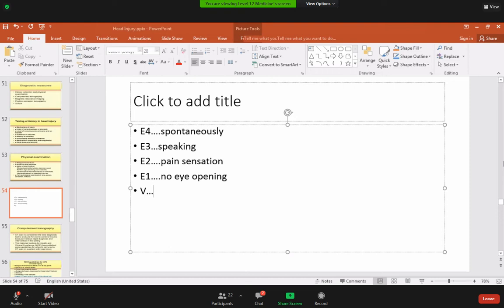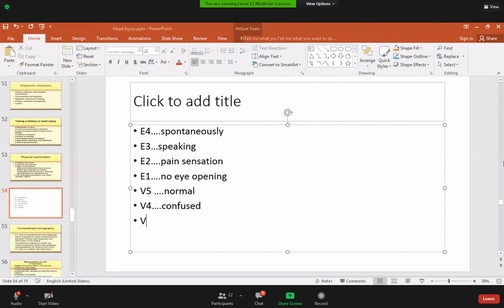In verbal, we have five grades. We have V5, a normal speech. We have V4, which is a bit confused. The patient is oriented, but confused.